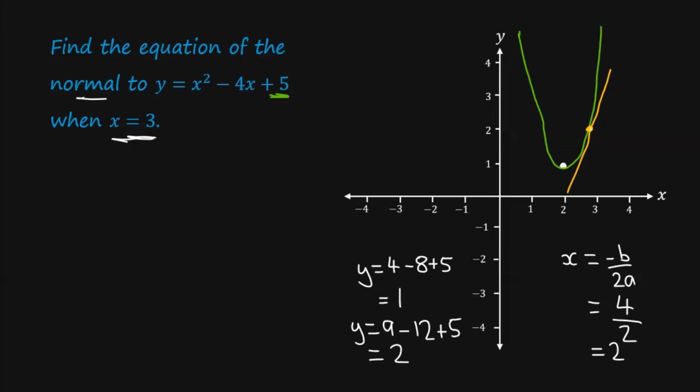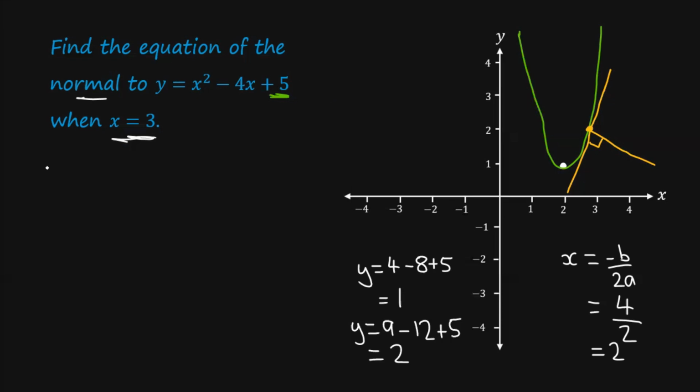So the normal is actually going to look something like this. It's going to come out at a right angle to the tangent there. And that's important because we'll see why in a second. Now we're going to look at finding the equation of the normal.